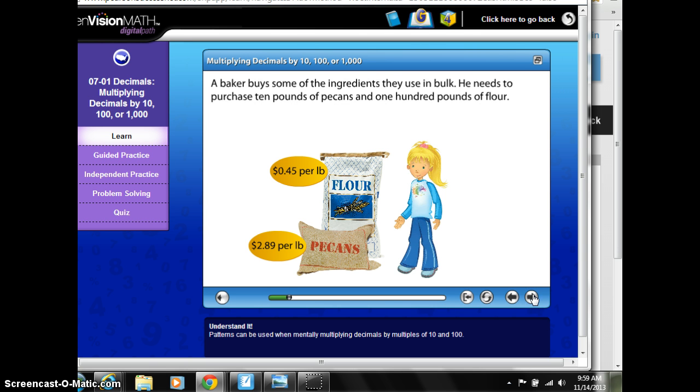So the first question is, this girl, she needs to buy some ingredients because she probably works in a restaurant or a store or something like that. But sometimes when you work in a place like that, you have to buy in bulk. Buying in bulk means that you have to buy a lot of it. Sometimes if you live in a big family, you buy things in bulk.